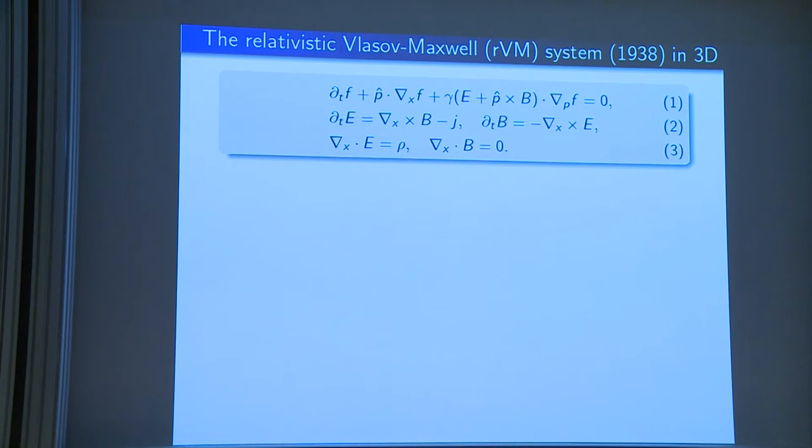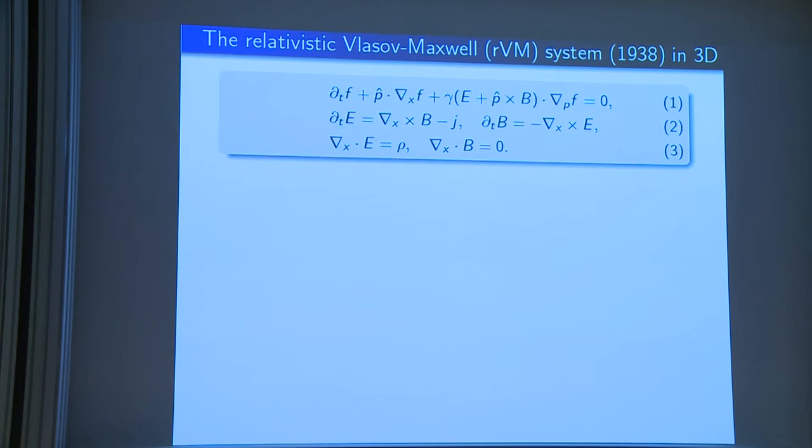Gamma normally takes two values, plus one and minus one. When you normalize all the physical constants, plus one is thought to be stable, and minus one is thought to be unstable, but there's a lot of work to be done in that area. And then you couple these with Maxwell's equations.